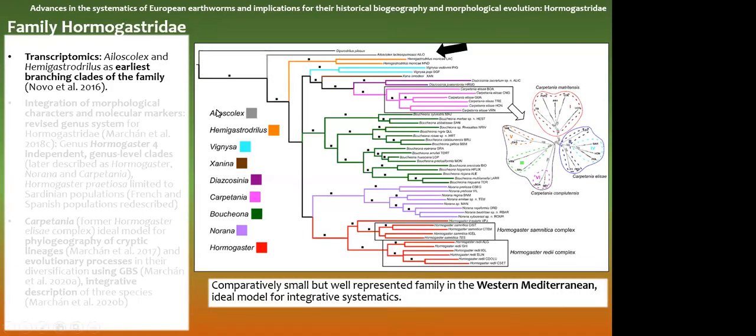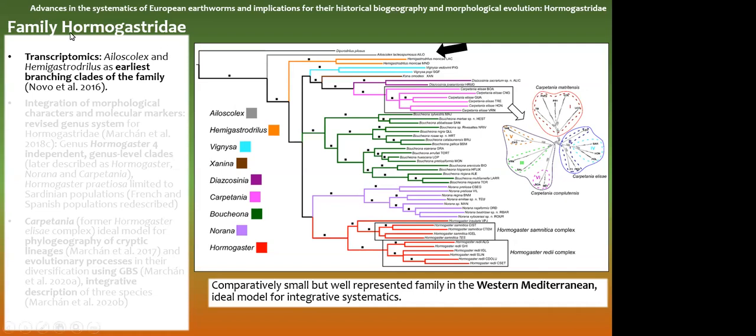Well, now I'm going to talk about the family Hormogastridae. Again, Sam introduced them. They are a comparatively small but well-represented family in the Western Mediterranean, and they are ideal because they have few species for integrative systematics. What is integrative systematics? Well, it's combining morphological characters and molecular phylogenetics.